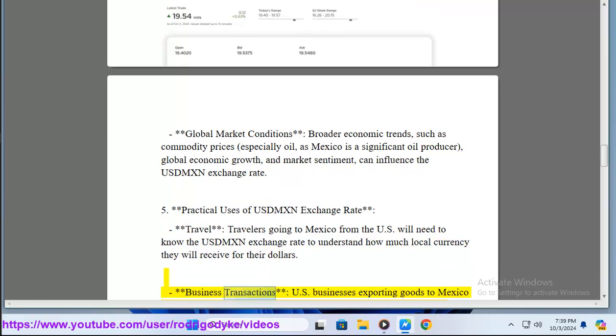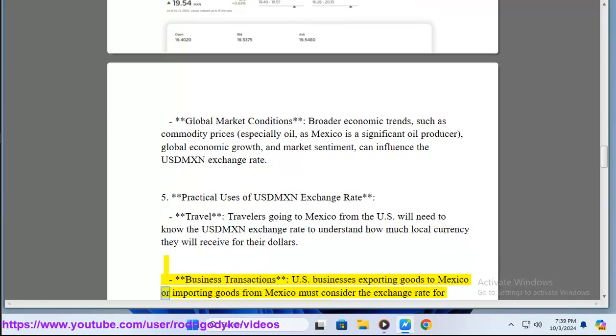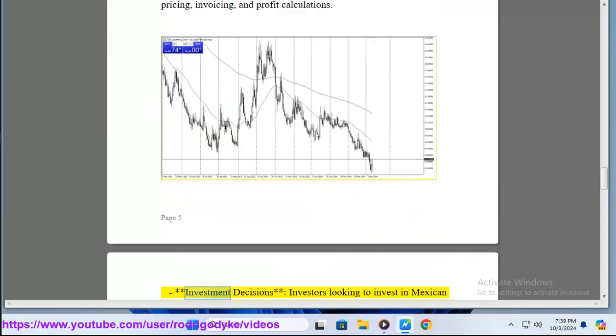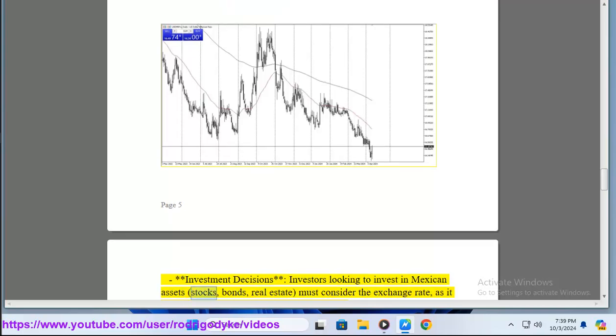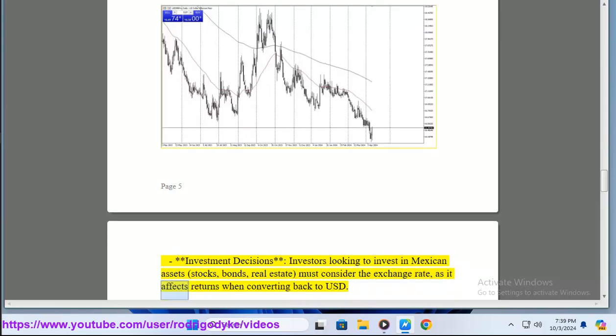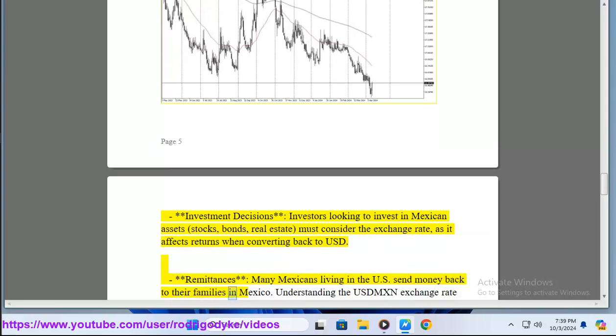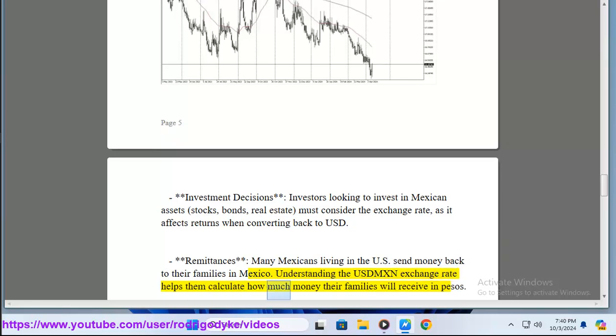Business transactions. U.S. businesses exporting goods to Mexico or importing goods from Mexico must consider the exchange rate for pricing, invoicing, and profit calculations. Investment decisions. Investors looking to invest in Mexican assets, stocks, bonds, real estate, must consider the exchange rate, as it affects returns when converting back to USD. Remittances. Many Mexicans living in the U.S. send money back to their families in Mexico. Understanding the USDMXN exchange rate helps them calculate how much money their families will receive in pesos.